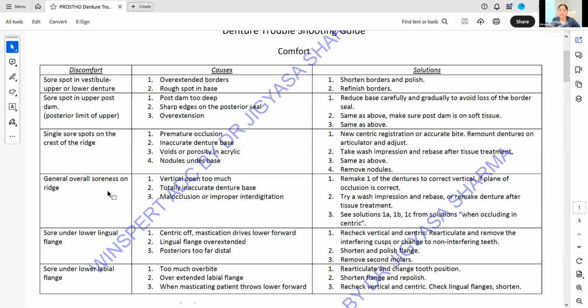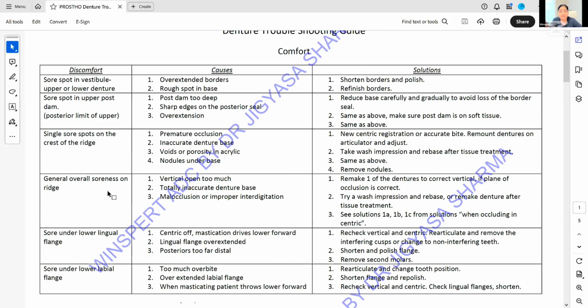Now, look at the 4th row. What can be the general overall soreness on the ridge? A very predominant reason, and pathognomonic again, please pay attention to this. You can review and revise this class again, okay? So general overall soreness: when the patient complains, I'm sore throughout the ridge and there is redness throughout the ridge, not the vestibule, not the periphery, but on the ridge.